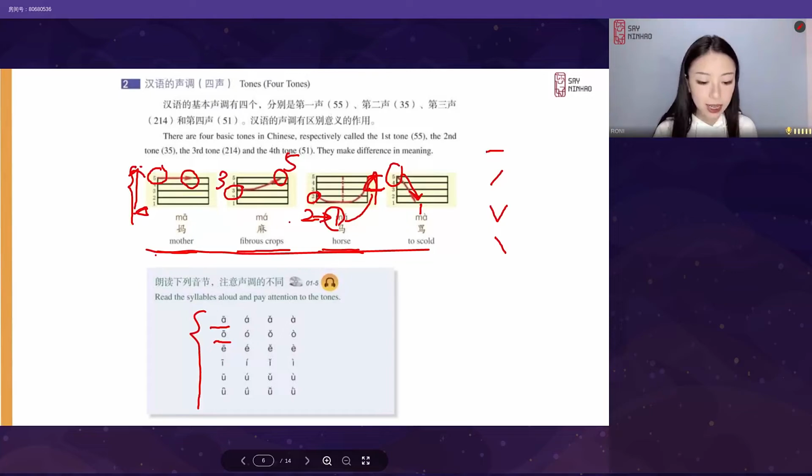The next is... Let's try. First tone. Second tone is rising up. And third tone. Drop first and then rise up. And then next one. The last one is fourth tone.